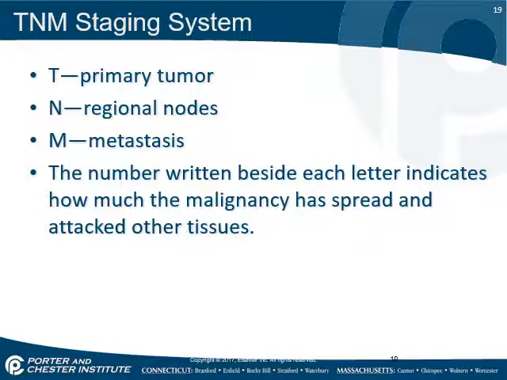Now we have the TNM staging system. So when we do this, the T is in reference to the primary tumor. The N tells us the status of the regional nodes, and the M stands for the presence of metastasis. And the number that's written beside each letter indicates how much malignancy has spread or attacked other tissues.